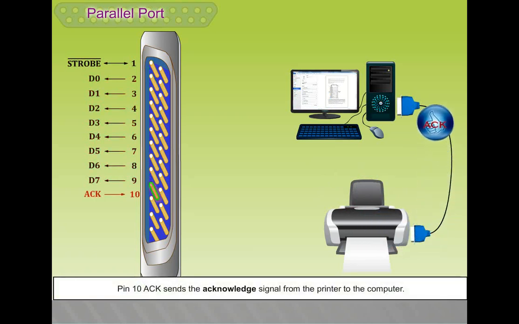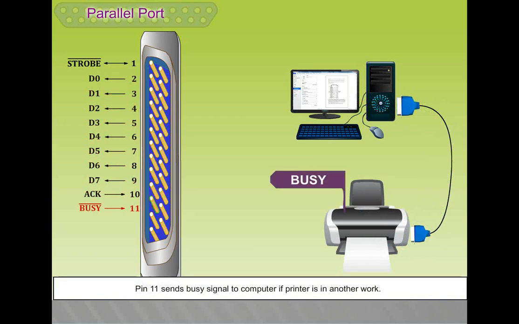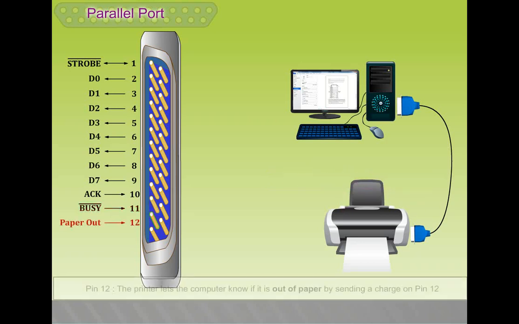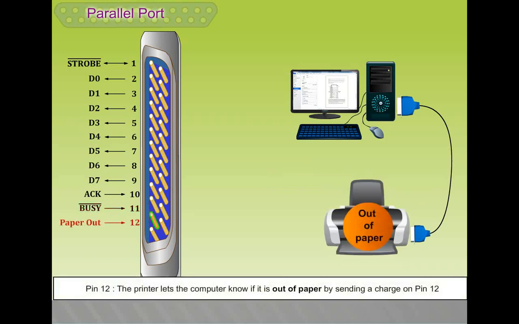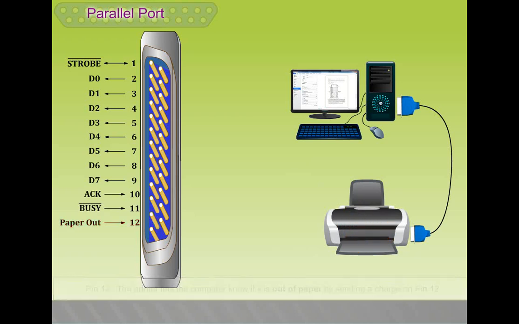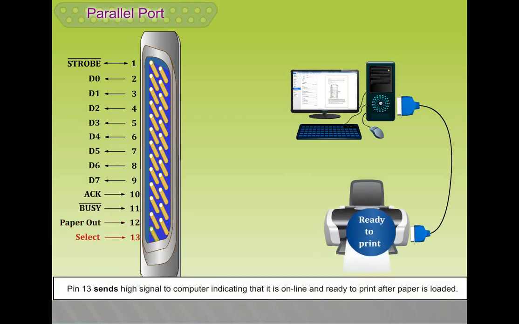Pin 10 ACK sends the acknowledge signal from the printer to the computer. Pin 11 sends busy signal to computer if the printer is in another work. The printer lets the computer know if it is out of paper by sending a charge on pin 12. Pin 13 sends high signal to computer indicating that it is online and ready to print after paper is loaded.